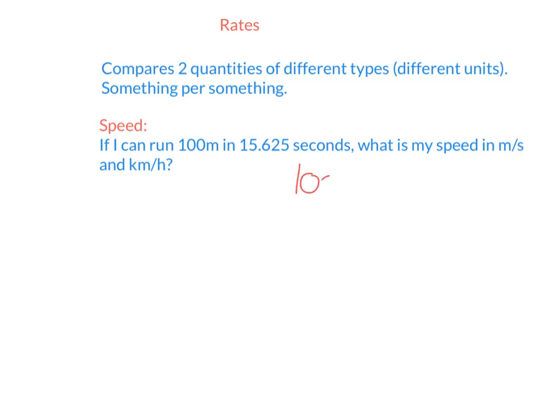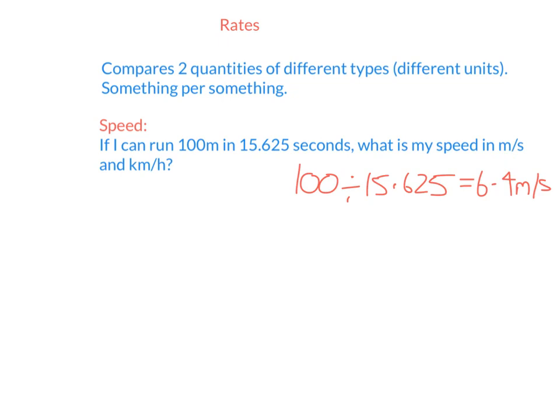All I have to do is divide 100 meters by 15.625 seconds. So the answer I get there is 6.4. So that means I can run 6.4 meters per second. In other words, on average, each second, I can run about 6.4 meters.